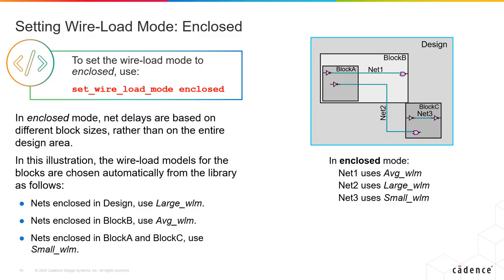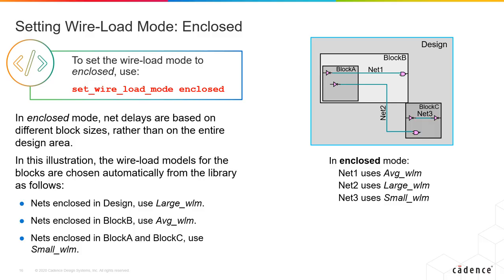So, from that example scenario, if we look at multiple nets in this design, net 1 uses whatever encompasses that particular net 1, which is block B, and uses average WLM. For net 2, the entire design is encompassing it. Neither block B nor block C can contain that particular net 2. So net 2 must use large WLM, and net 3, because it is enclosed in block C, must use the small WLM.